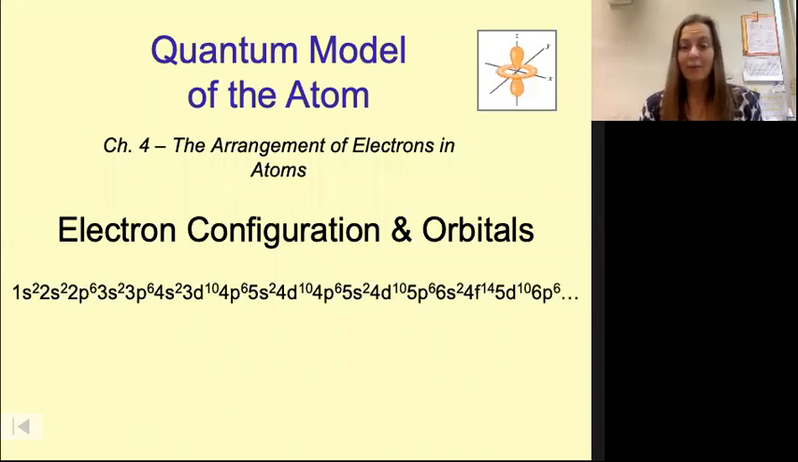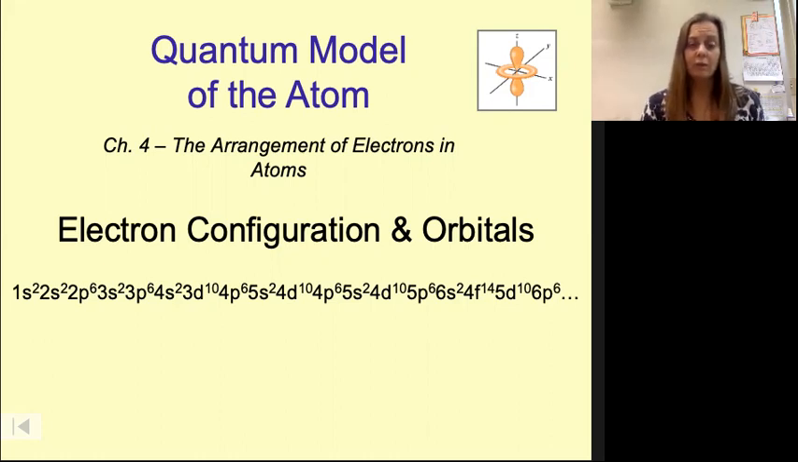All right, so welcome back to our chemistry flipped classroom. And today we're discussing the arrangement of the electrons in the atoms. So this has to do with our quantum model of the atom. And what we're specifically addressing is what we call electron configuration. So the goal of electron configuration is to have a sort of shortcut expression to tell us where all of the electrons are.